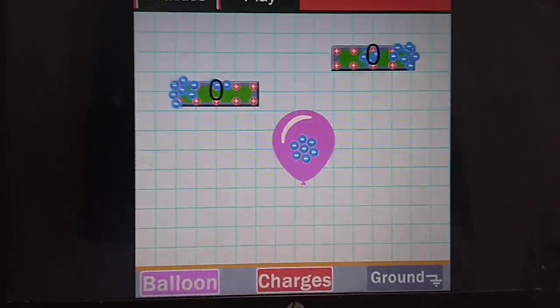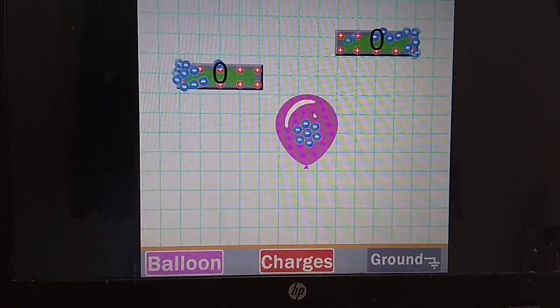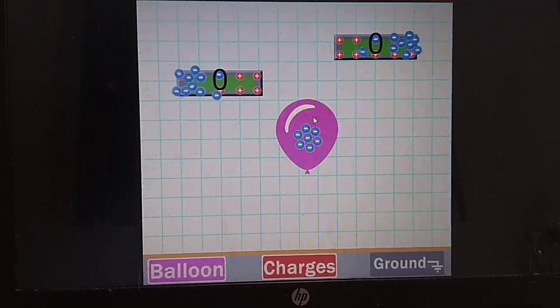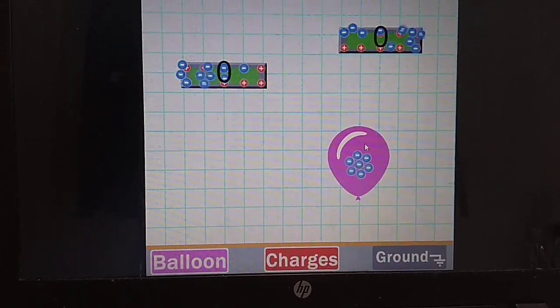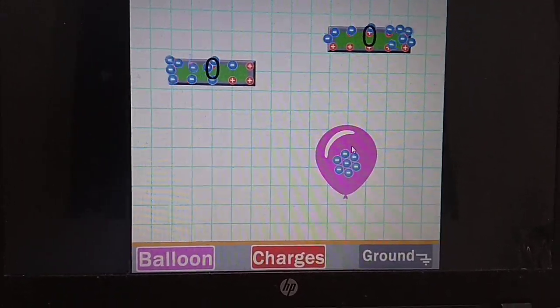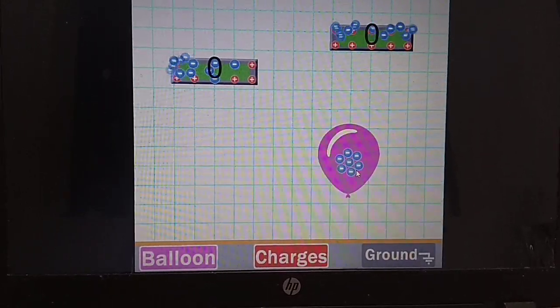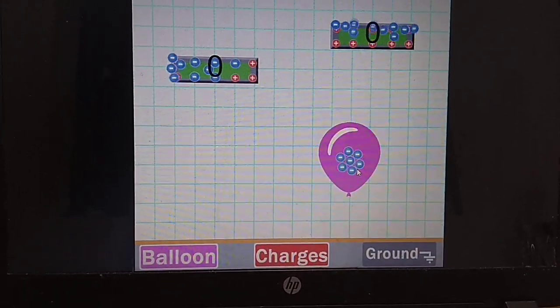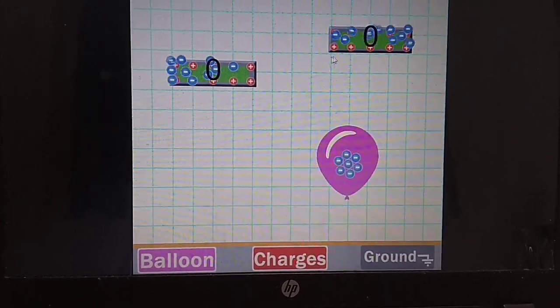All right. So in this simulation, you see we have a balloon. Balloons are made out of some sort of rubbery, latexy material. That's typically not a very good conductor, okay? So we've got this balloon. The charges are actually very concentrated right here because they can't really move around all that well. Over here we have two metal bars, one here and one here.